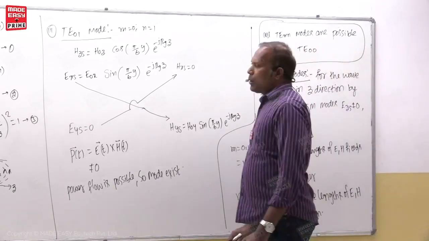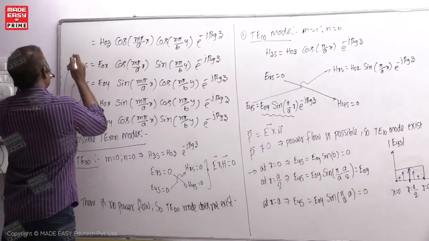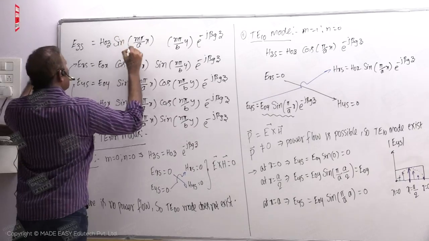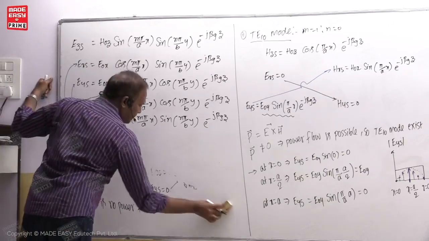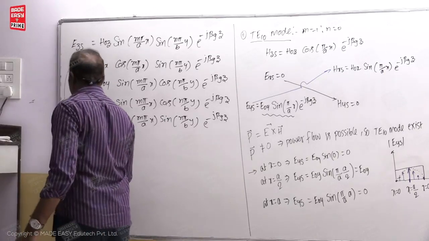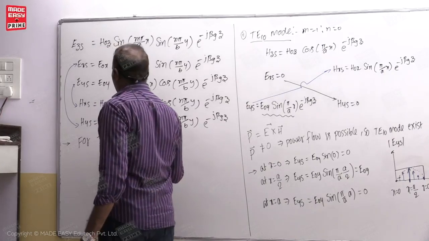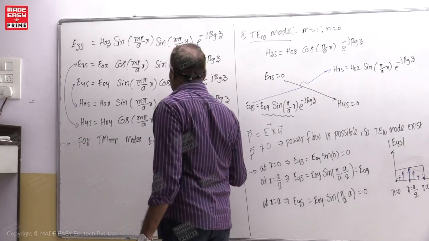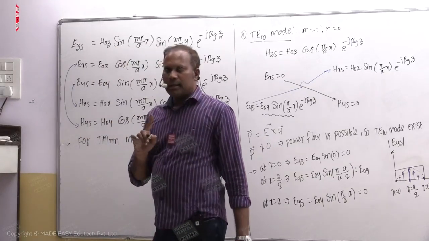Okay. Now coming to the equations. Here the main component is EZS, that becomes a sine, and others will be similar. I will write here, for TMMN modes, EXS, EYS, HXS, HYS, because I don't want you to remember separately. That's why.